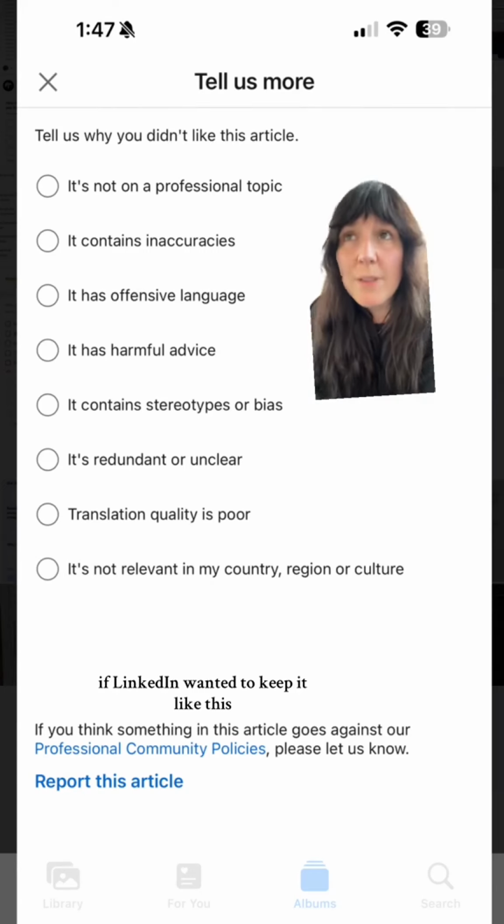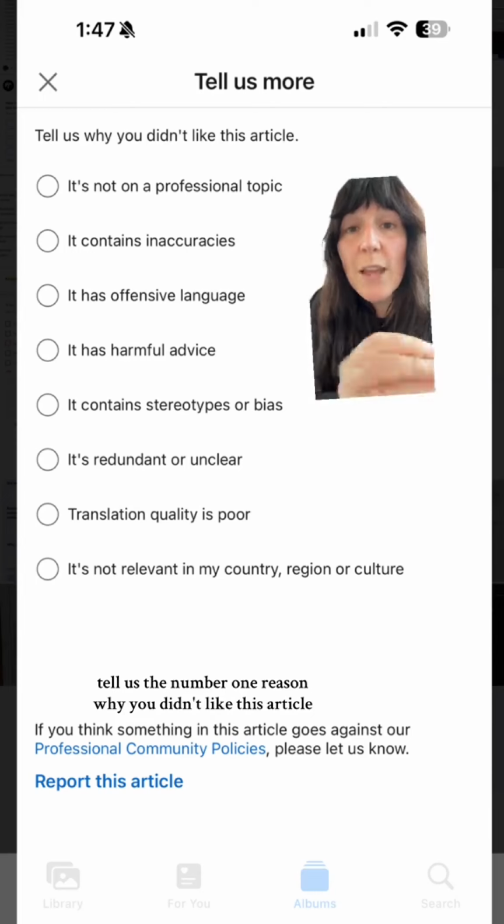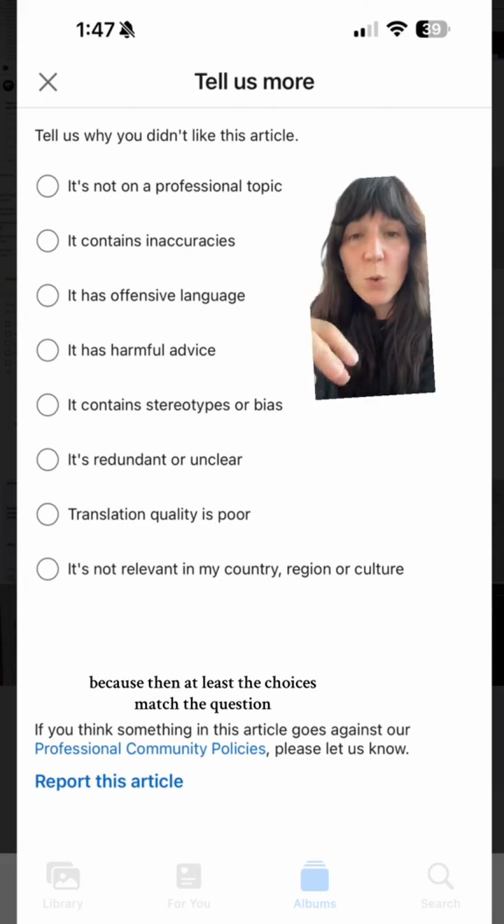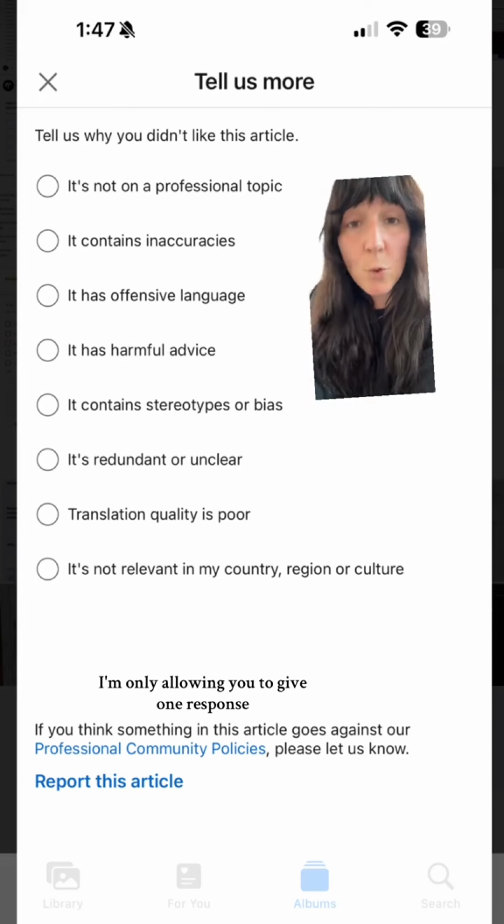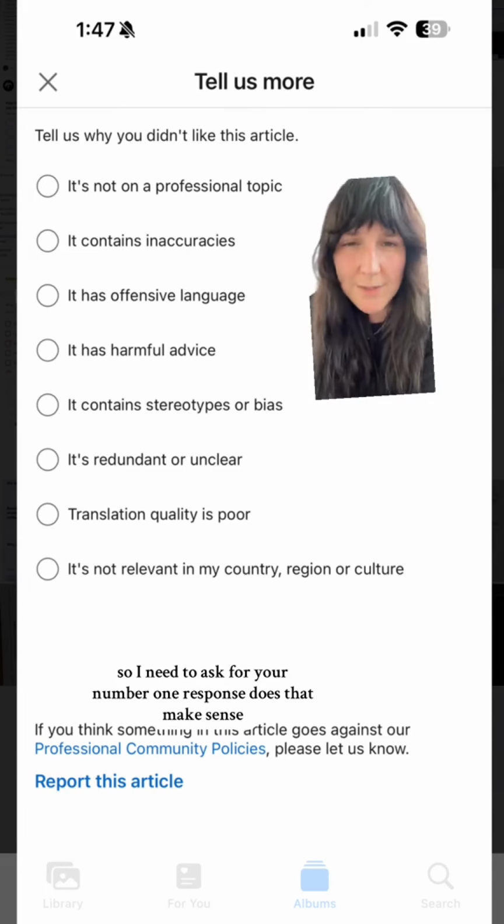If LinkedIn wanted to keep it like this, which they shouldn't, they should say, tell us the number one reason why you didn't like this article, because then at least the choices match the question. I'm only allowing you to give one response, so I need to ask for your number one response. Does that make sense?